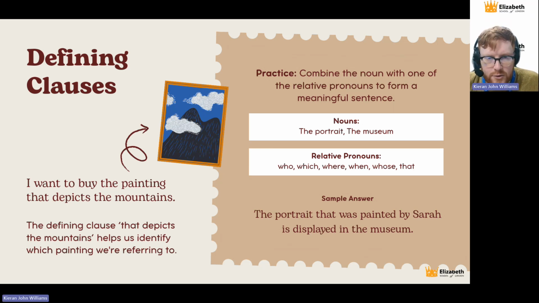Okay, so I'm sure everybody has written down some good sentences here, but let's have a look at a particular example we could have, which is: the portrait that was painted by Sarah is displayed in the museum. Okay, so we've used the portrait, we've used the museum, and we've used a relative pronoun that to create a defining relative clause here. That was painted by Sarah. Because we need to know which portrait we're talking about, and we need the specific one painted by Sarah.